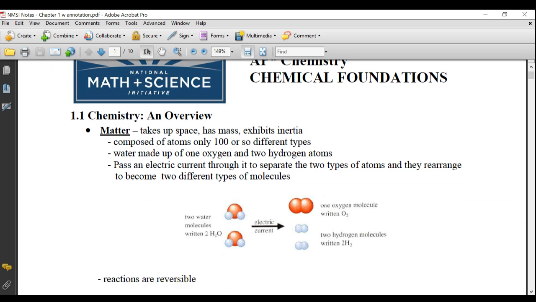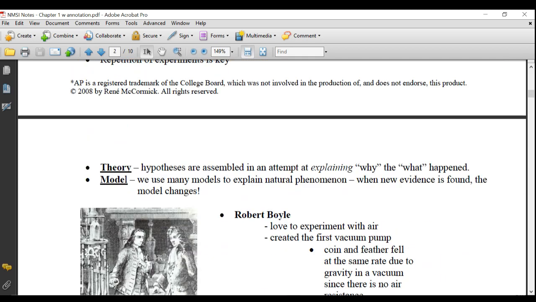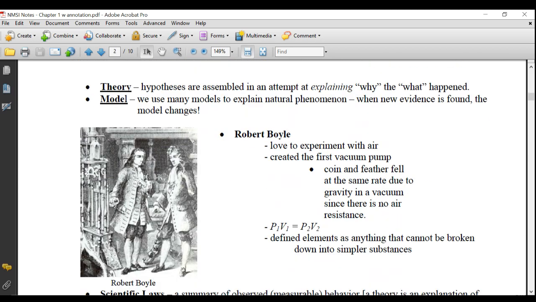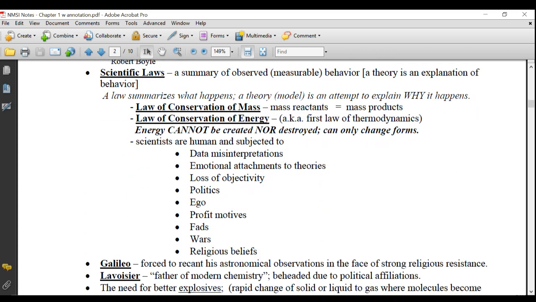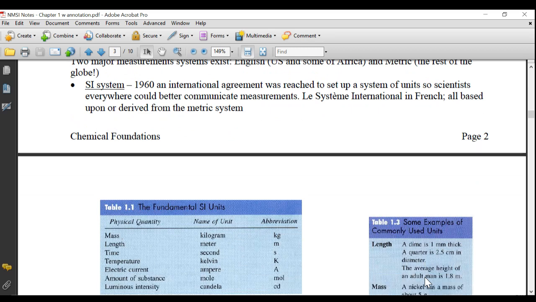It starts off talking about matter and the scientific method. It distinguishes between theories and models. So you'll want to make sure that you just read through that and some of the key laws that we make sure to pay attention to in science and especially in chemistry. Law of conservation of mass, law of conservation of energy. You do not need to know the people, you just need to know the ideas there.